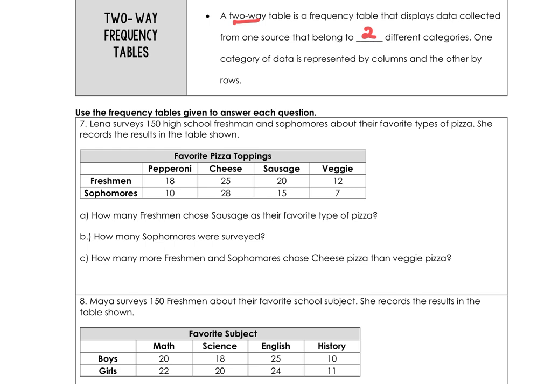So this first table, number 7, it says Lena surveys 150 high school freshmen and sophomores about their favorite type of pizza. Those are 2 categories. Are you a freshman or are you a sophomore? And then what's your favorite type of pizza? Bivariate, right? 2 categories. She records the results in the table shown. Here's the table. Letter A. How many freshmen chose sausage as their favorite type of pizza? So all you have to do is be able to read that table. How many freshmen chose sausage? 20. Right there. So that would be the answer for A.